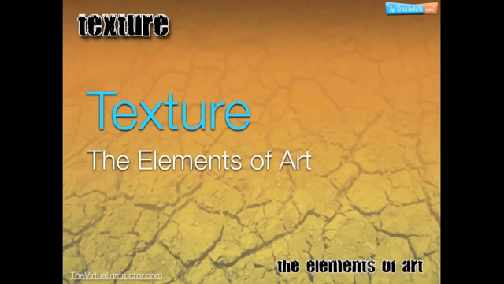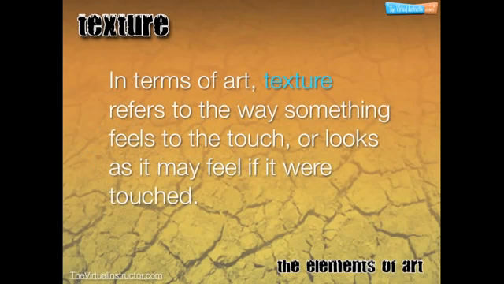Texture is one of the 7 elements of art. Understanding how to create the illusion of texture will lead to more realistic and representational drawings and paintings. In terms of art, texture refers to the way something feels to the touch or looks as it may feel if it were touched.